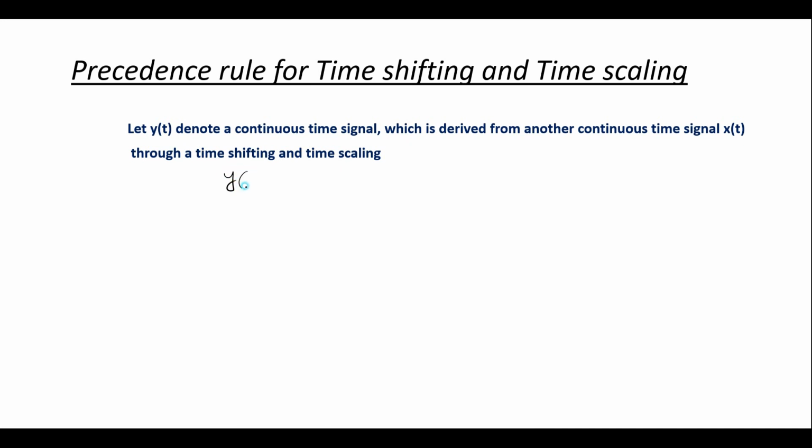let y of t is equal to x of at minus b. Here x of t is a continuous time signal, y of t is also a continuous time signal, but y of t is equal to x of at minus b. Here we can observe that x of at is nothing but one operation, that is scaling operation, and t minus b is nothing but shifting operation.